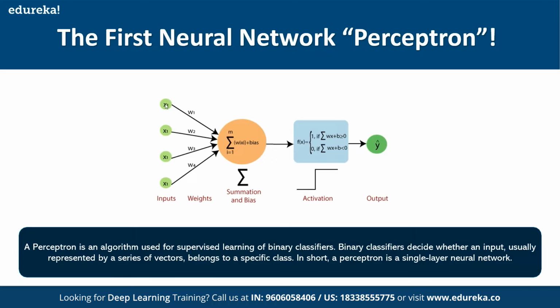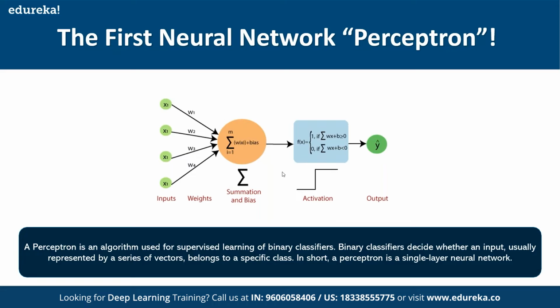Suppose I have four inputs x1, x2, x3, x4, and their respective weights are w1, w2, w3, w4. At this step I'll perform the summation and add the bias term. Summation is nothing but the dot product between my input layer and the weights. So that will be the summation.